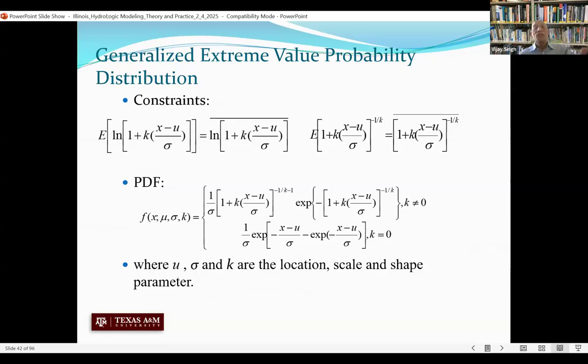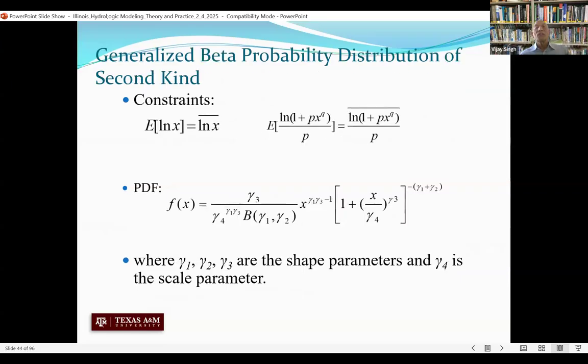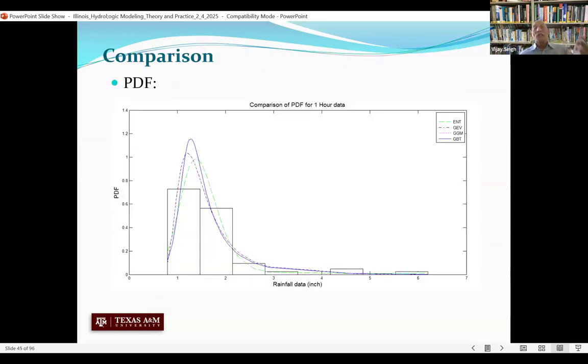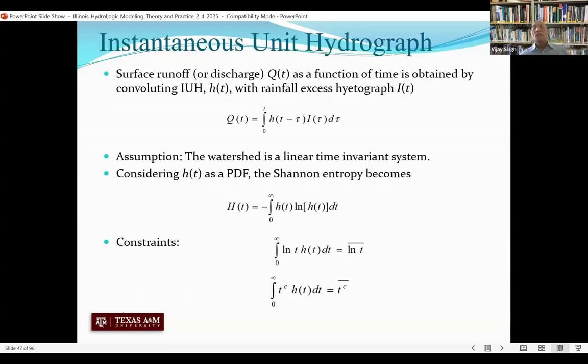For example, you can derive the generalized extreme value distribution, provided these are the two constraints that I'm describing here. The same thing you can derive essentially for the generalized gamma distribution and the generalized beta distribution, and we have done the comparison, and the theory works really well. But you can also derive physical relations. Not only can you derive the frequency distribution, but you can derive physical relations. For example, you can derive a generalized instantaneous unit hydrograph using the entropy theory.